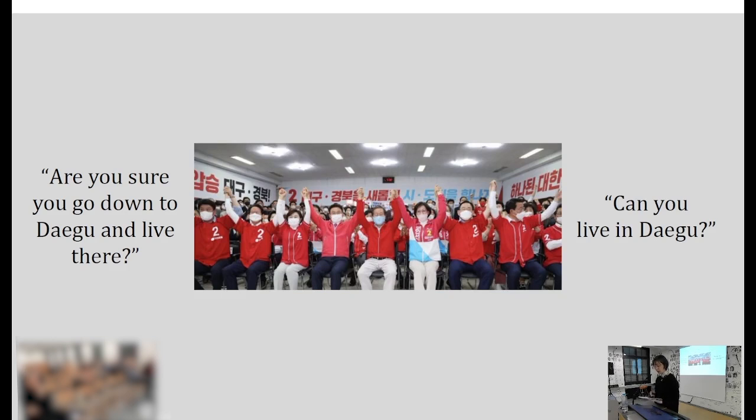Daegu used to be a fairly liberal city politically until the early 1970s, but it became a right-wing city because of the presidential elections and the industrialization of the area. So for many Koreans, Daegu is a bastion of conservative politics, and that's partly why it's perceived as a backward city. People call it Gotham Daegu as well.